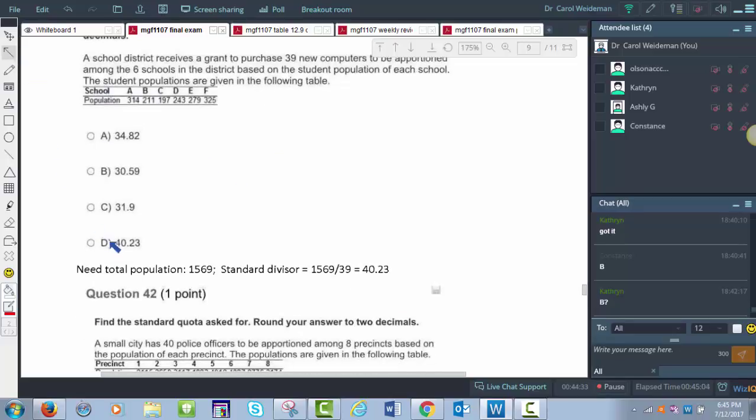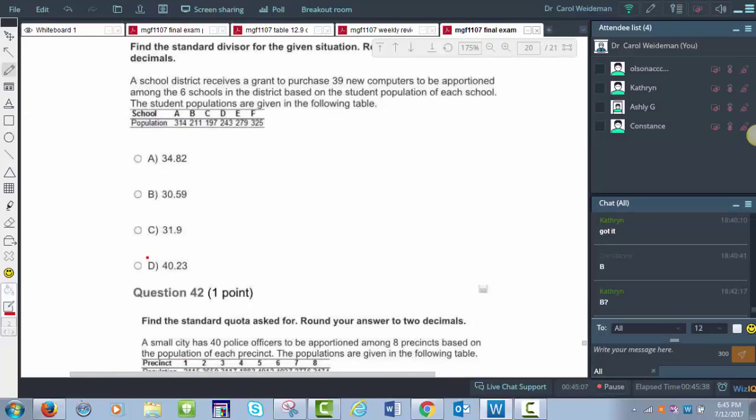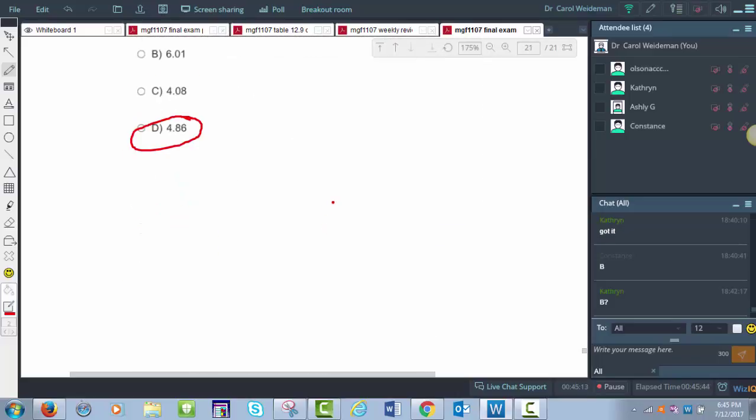And then let's just stay over here with the next question. They want you to find a standard quota now for one precinct. The first thing I need is the total, which wasn't given, so I added them all up. And then I need the standard divisor. So I take the total and divide by the 40, and I get 641.575, and they wanted the standard quota for the third precinct. So I took 3117 divided by the standard divisor, and I got 4.858, which rounds to 4.86. I think that was one of the answers. 4.86, yeah. Those are pretty easy.